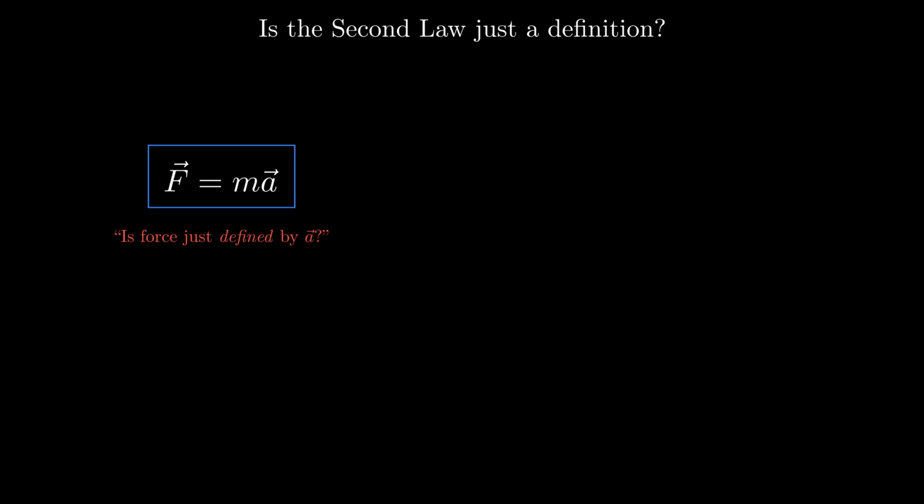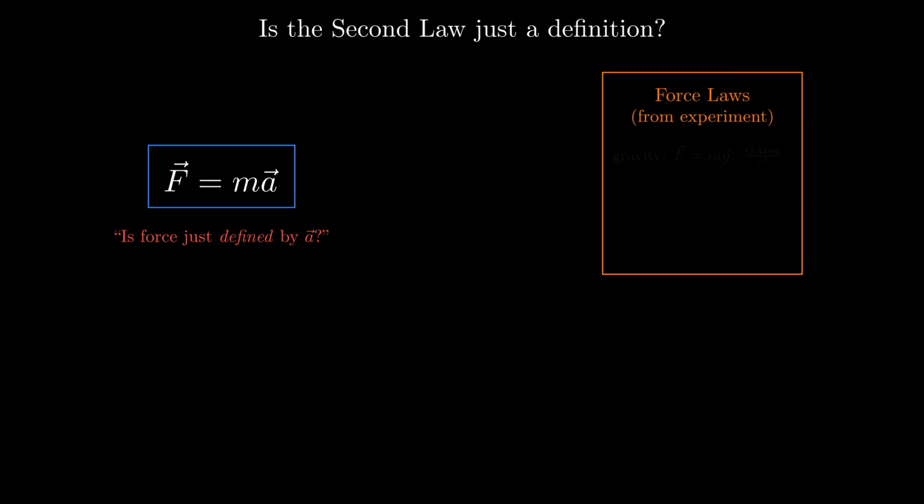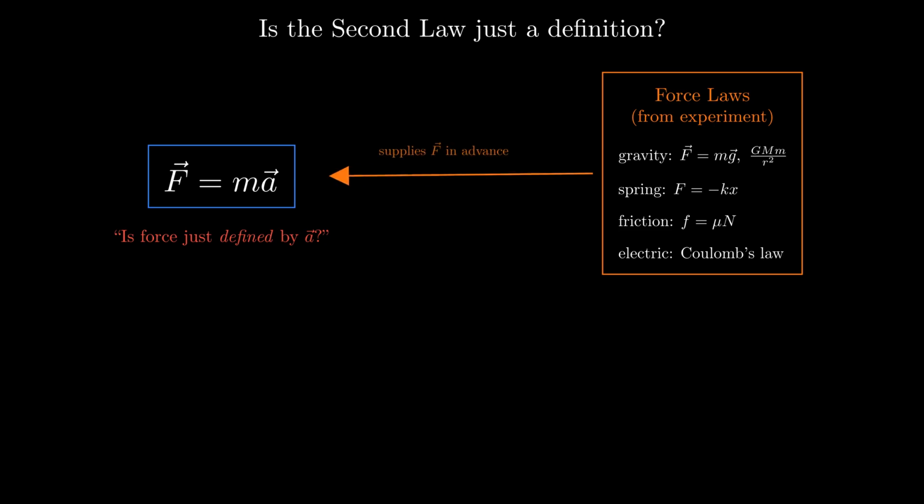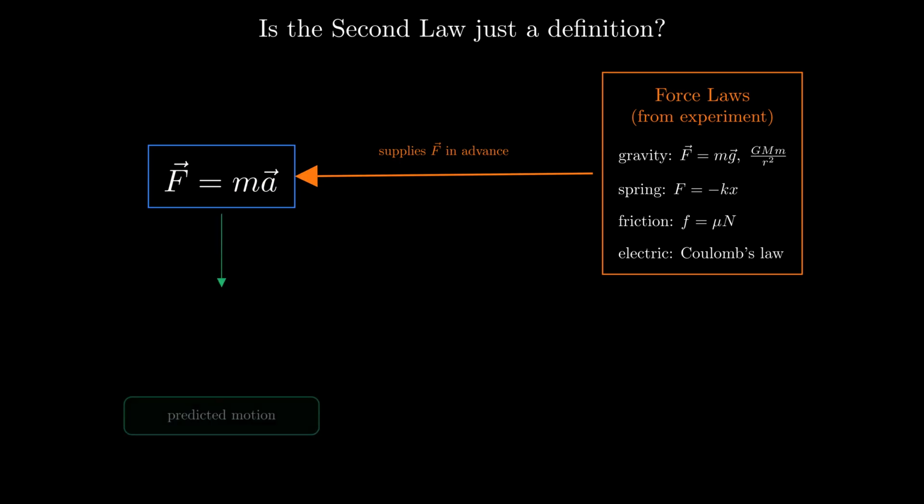If force is only known by measuring acceleration, where's the predictive power? Here is the resolution. The second law by itself is only half the story. What makes it powerful is a separate ingredient, force laws. These come from experiment. Gravity, springs, friction, electric forces, each has its own force law that tells us the force in advance without ever measuring the acceleration. Plug a known force law into the left side of the equation, and the law predicts the motion. That is where the physics lives.